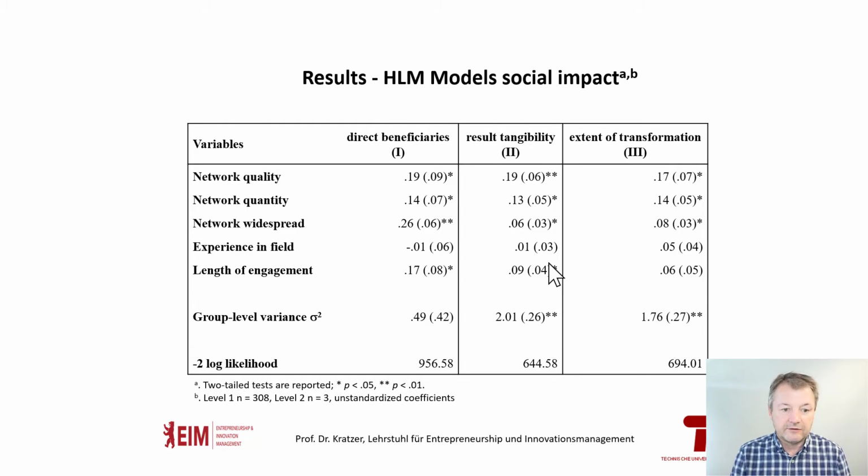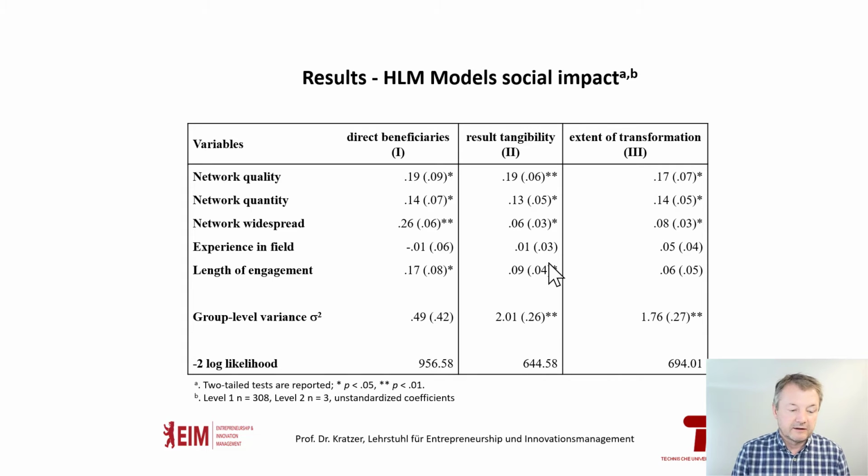You see that network quality, the intensity of contacts, quantity, how many contacts you have, and how far the contacts are, have all a positive effect on direct beneficiaries, how many people you address, results tangibility, how intensive people are addressed, and the extent of transformation, how much change is realized. So actually social capital can be said to be positive on the impact. But does it have a difference in the three categories or the three types: charity, hybrid, or profit-driven?